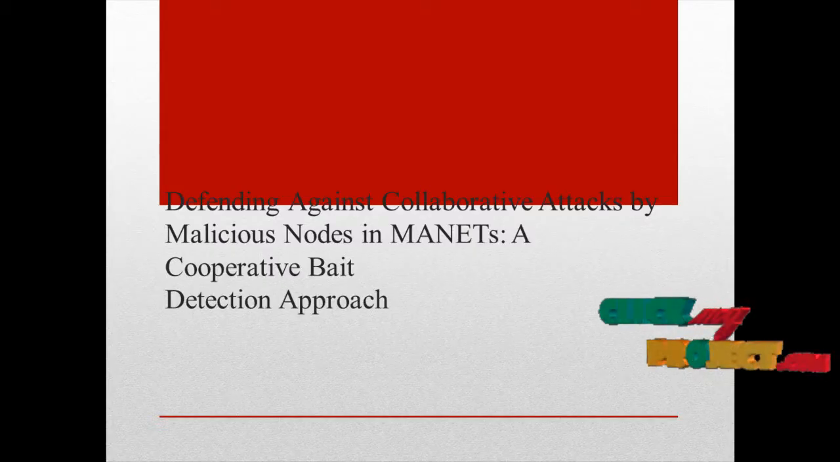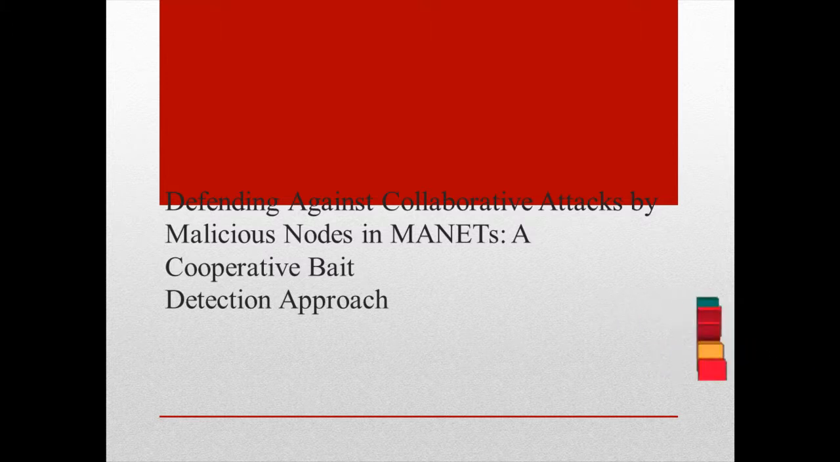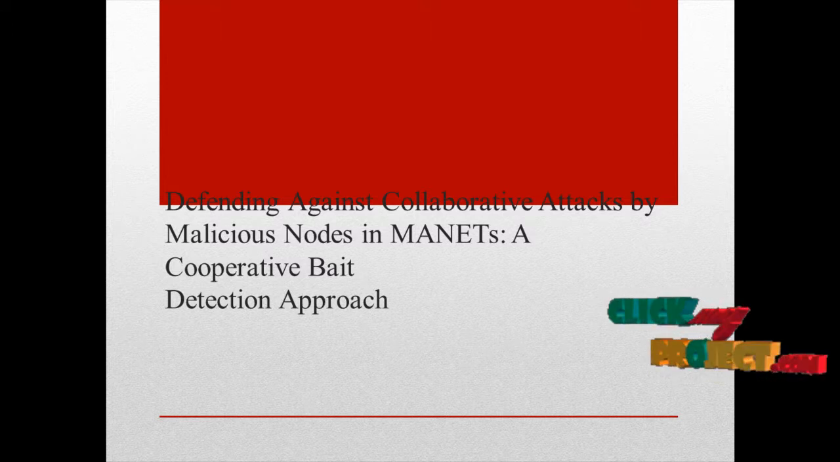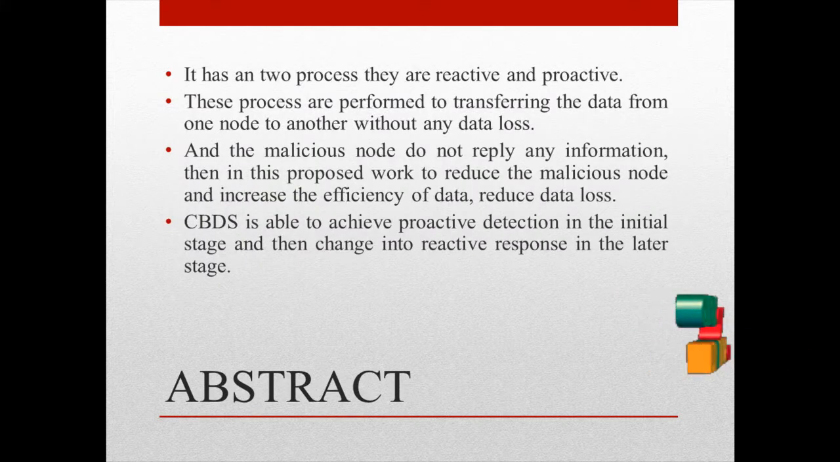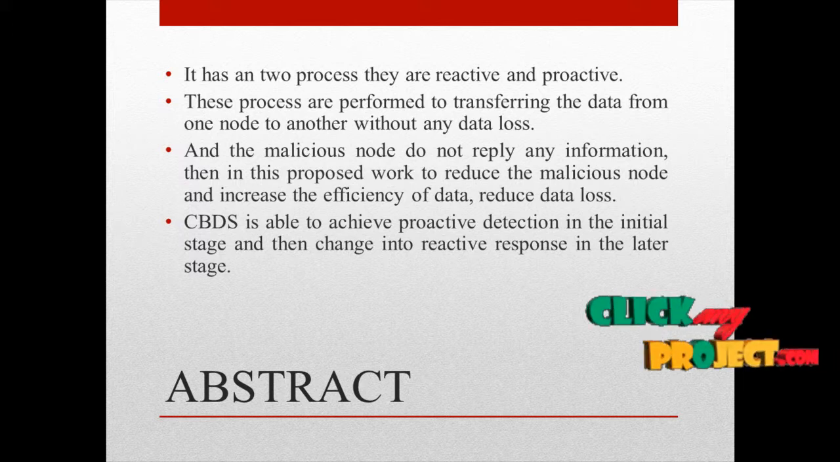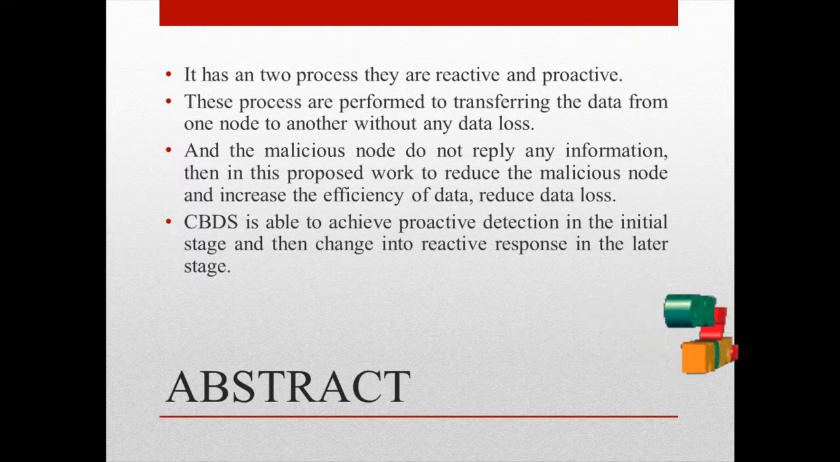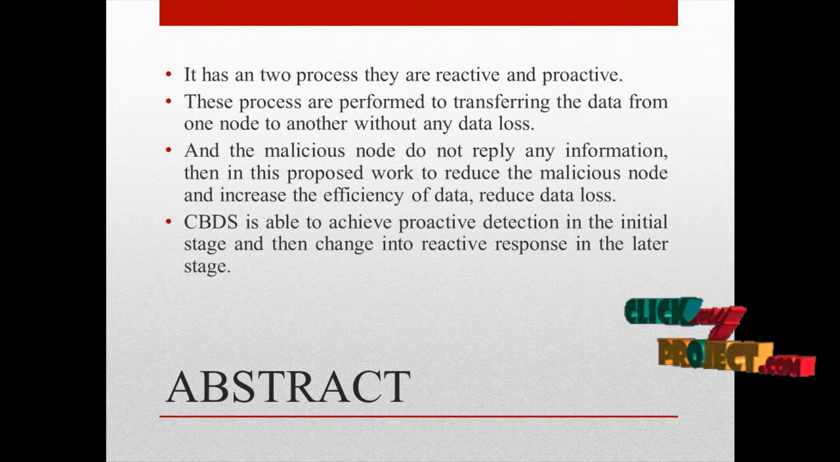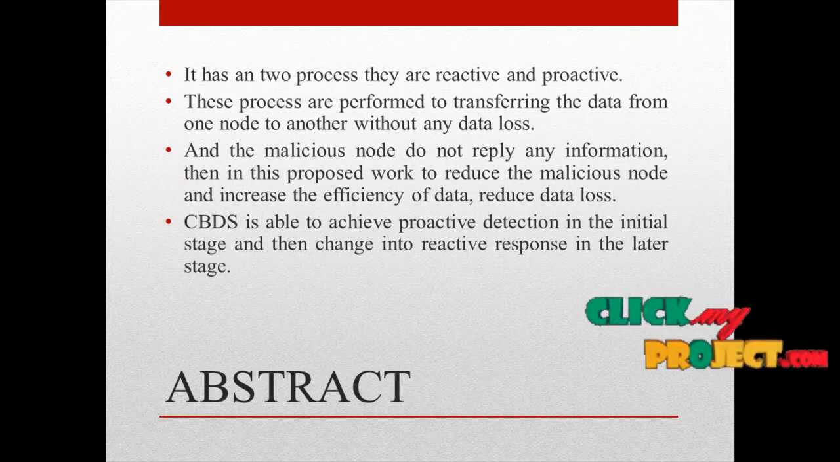Defending against collaborative attacks by malicious nodes in MANETs: a cooperative bait detection approach. Abstract. It has two processes, reactive and proactive. These processes are performed to transfer the data from one node to another without any data loss, and the malicious node does not replay any information.